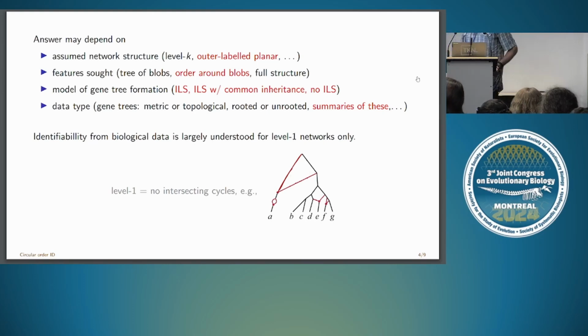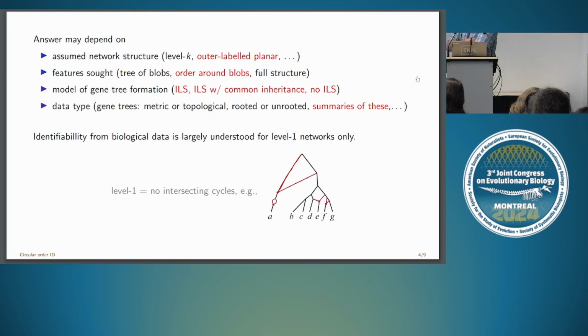And then the final thing this question depends on is what data type we're going to deal with. Though I'm not going to be talking about genuine data at all in this talk, I'm going to be starting with gene trees typically. They might be metric or topological, and as the last talk made really clear, often one can do better with the topological information alone, that the metric information may be misleading due to various factors, including rate variation. The gene trees may be rooted or unrooted, or I may want to deal with some other summaries of the gene trees. And while it may look like by summarizing I'm losing information, it may be desirable to get rid of that information, such as the metric information.